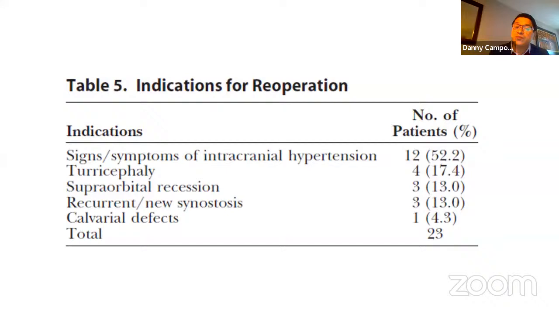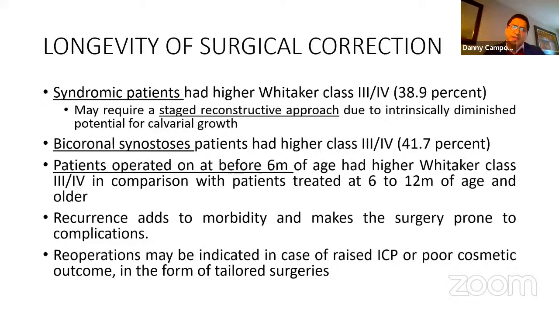And the indication for reoperation: the most frequent causes were signs and symptoms of intracranial hypertension, cephalic deformity, supraorbital recurrence, recurring or new synostosis, and calvarial defect also. So syndromic patients with coronal synostosis and patients operated before 6 months had higher Whitaker class 3 and 4, and these patients have reoperation more frequently. Don't forget that recurrence adds morbidity and makes the surgery prone to complication, like tearing of the dura, for example. And what about functional outcome?